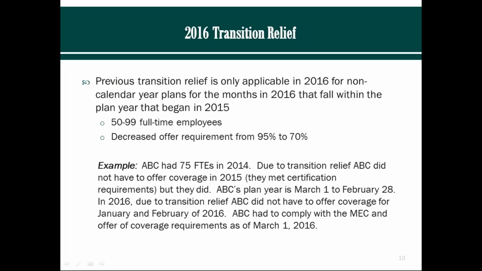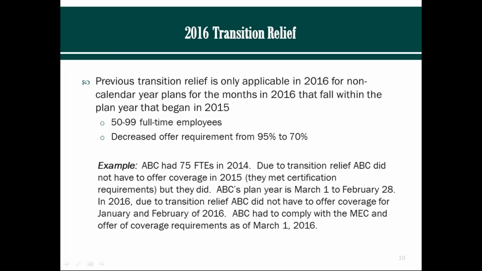Finally, we're going to talk about transition relief. In 2015, there were a lot of rules going on with transition relief. It talked about if you were a large employer with 50 employees, but for transition relief, if you had 50 to 99, you didn't have to offer coverage, but you still had to report. We also had transition relief that said instead of offering coverage to 95% of full-time employees, they reduced it to 70. This is just a reminder that transition relief is gone. There really is not very much transition relief available.